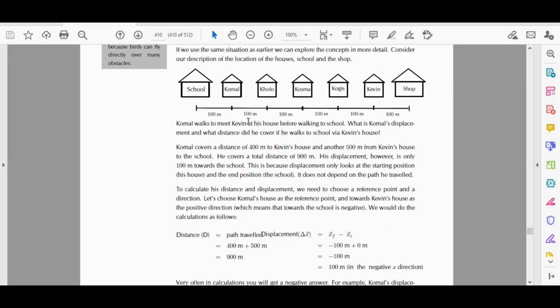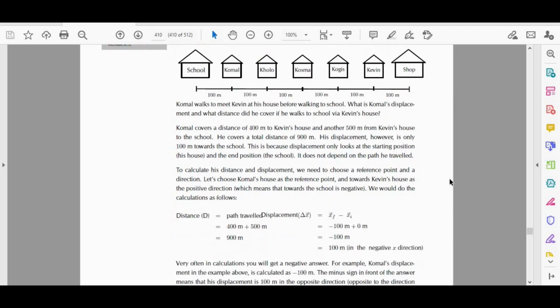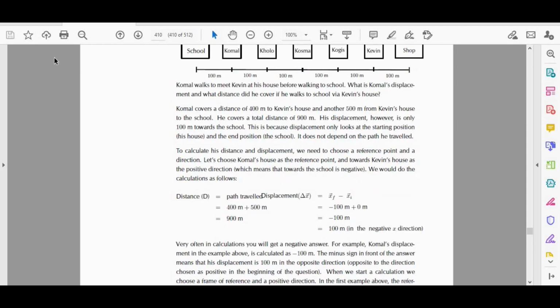And we end up with minus 100 meters, which basically means the displacement from his house to the school is 100 meters in the negative direction. That's all his displacement is. So if you get a negative answer here, it's not that your answer is wrong. That's just determining your direction. Hope it all makes sense with this little example. We're going to have a look at a more practical example in just a second.